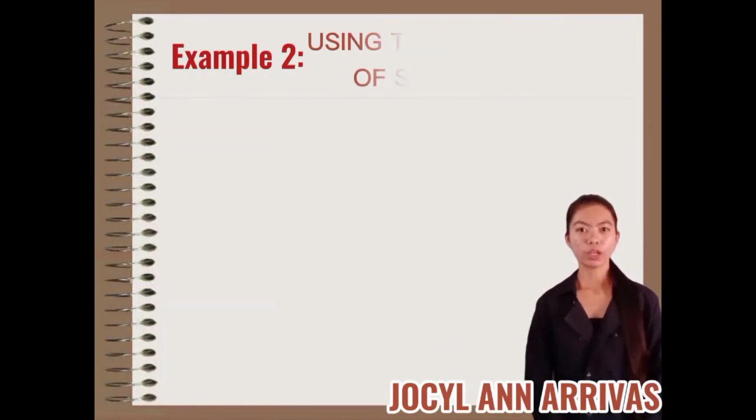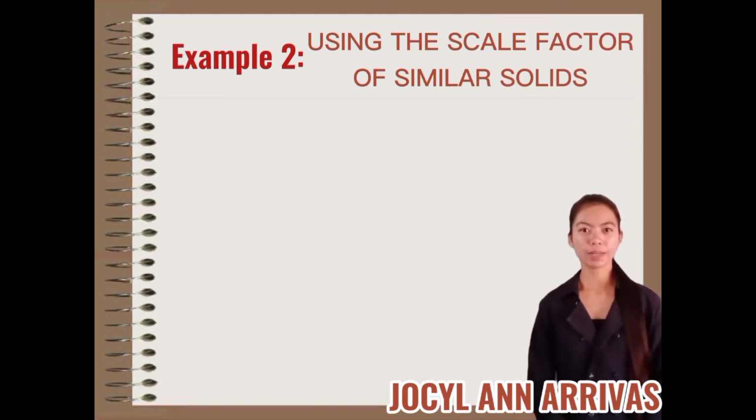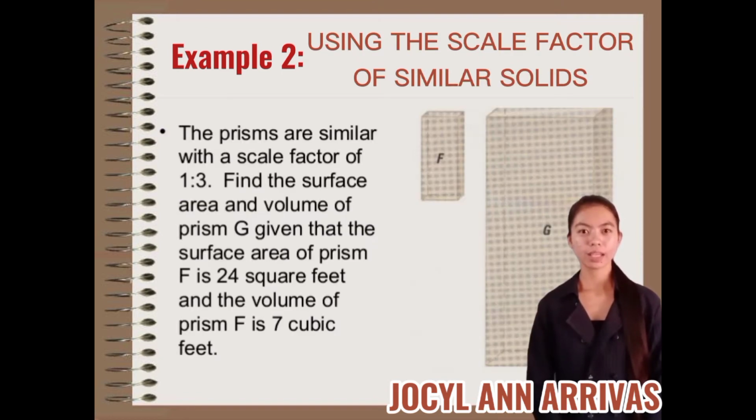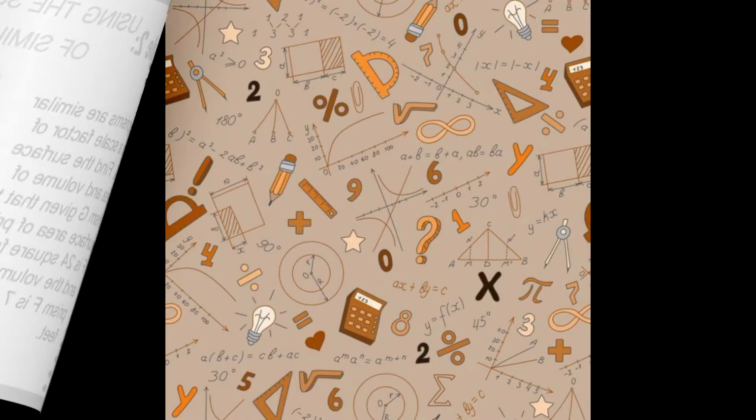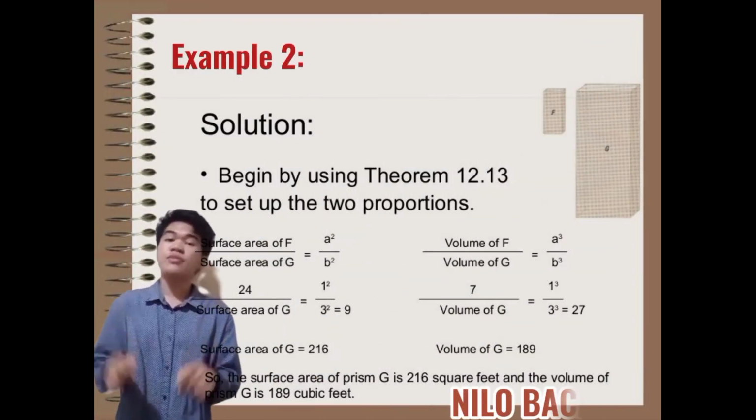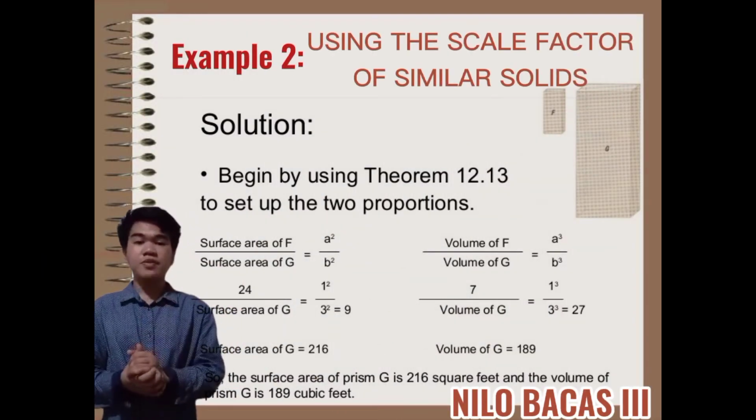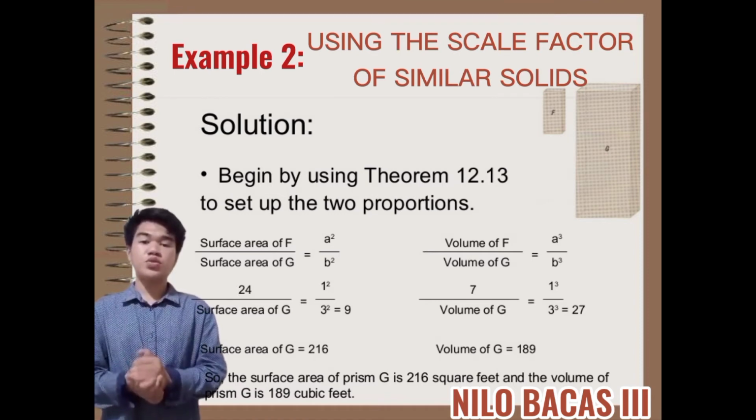Example number 2. Using the scale factor of similar solids. The prisms are similar with a scale factor of 1:3. Find the surface area and the volume of prism G, given that the surface area of prism F is 24 square feet and the volume of prism F is 7 cubic feet. For the solution, begin by using 1:3 to set up the two proportions.